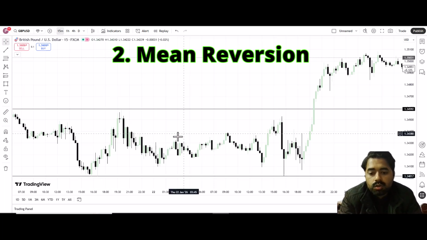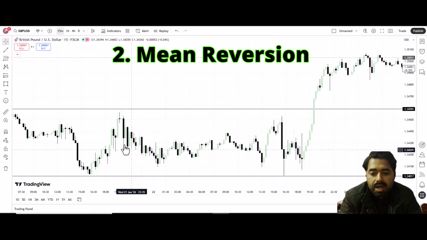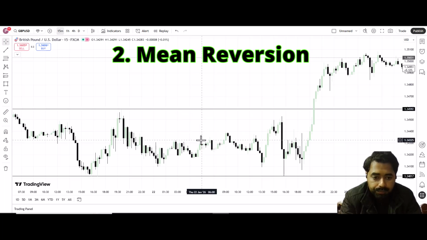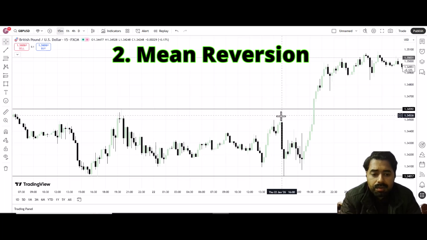Okay, so whenever price moves towards the lowest range, you can put a buy order and look for a take profit at the upper extreme, the upper boundary. Similarly, if the price goes near the upper boundary, you can take a short sell and look for the lower boundary area.